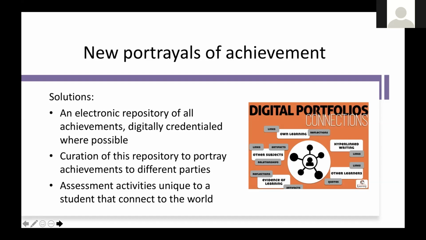We also have students curating this repository to portray their achievements to different parties in different forms. And also we're starting to see the development of assessment activities that enable students to connect to the world, of actually having assessment tasks that differentiate students rather than treat them all the same.